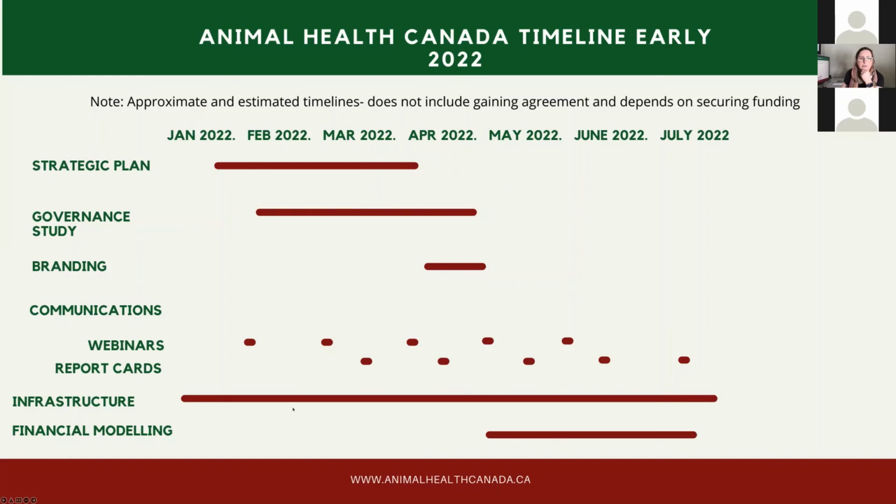In the background, we're paddling furiously to get infrastructure ready to allow us to accept any new challenges, or a new work plan that might come along with the new Animal Health Canada. And then, of course, the financial modeling, because that's the piece that everyone who has to pay the bill is interested in learning about as well. So that's underway, and we're working on that as we gain more information from these two pieces, the governance and the strategic plan. We'll know a bit more about how the model will work.